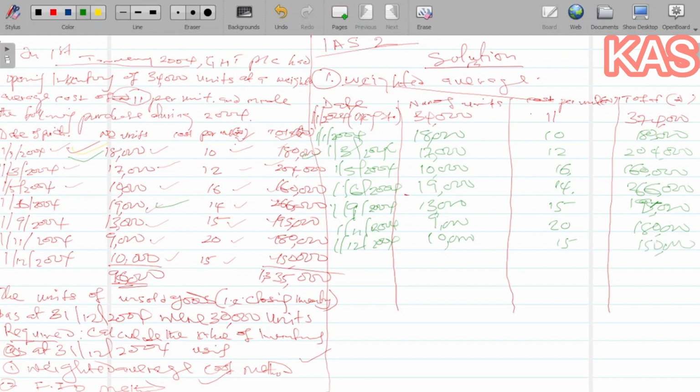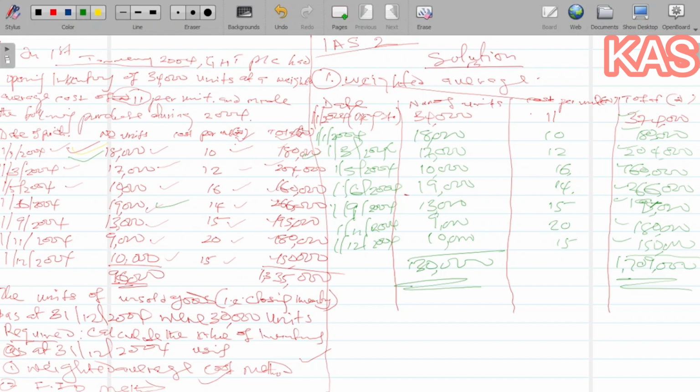So if you look at it now, when you add all this together, we're supposed to have 1,709,000. Please confirm that. Then our total quantity, when we sum everything, we will have 130,000 units. So please confirm the figures.